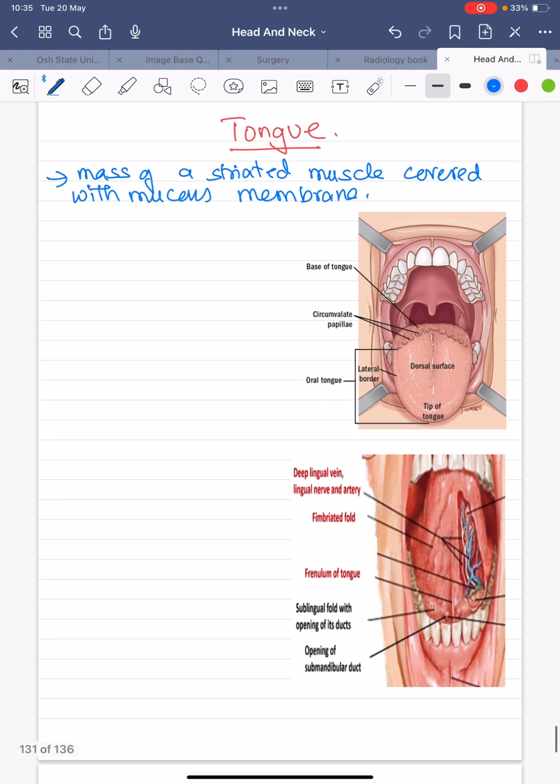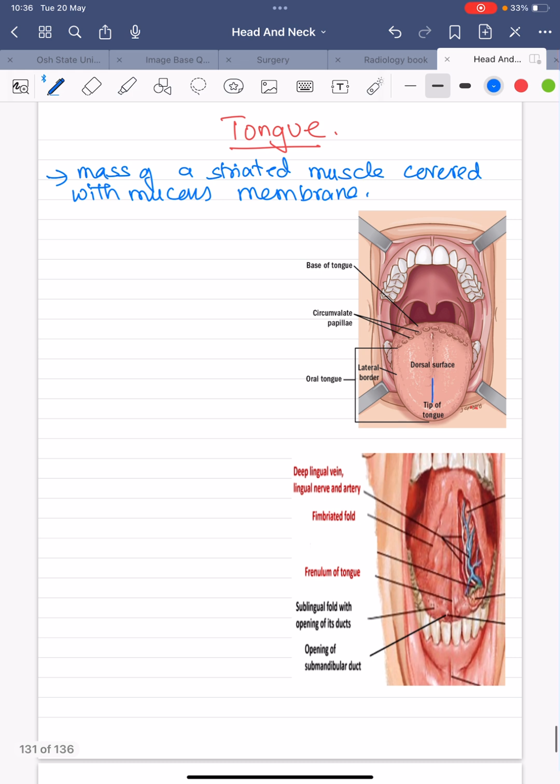Second thing you must remember, the tongue is divided into right and left halves by this structure, which is known as the median fibrous septum. So the tongue is divided into right and left halves by a median fibrous septum.